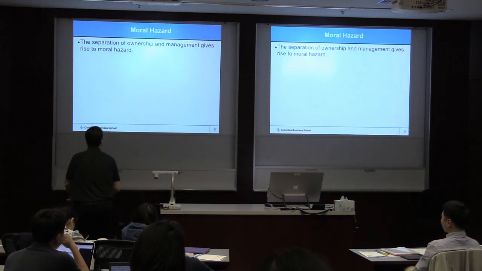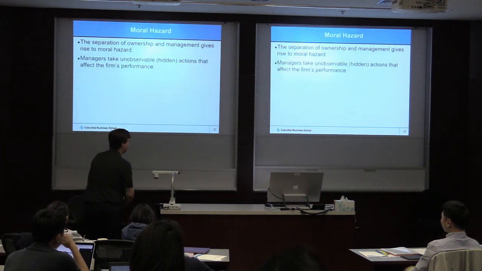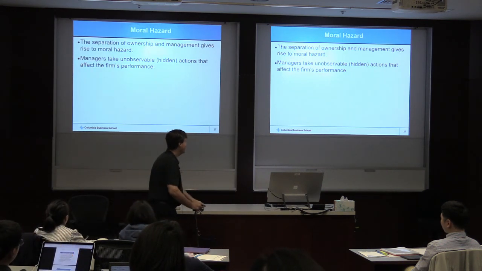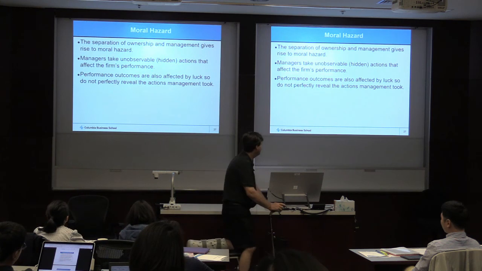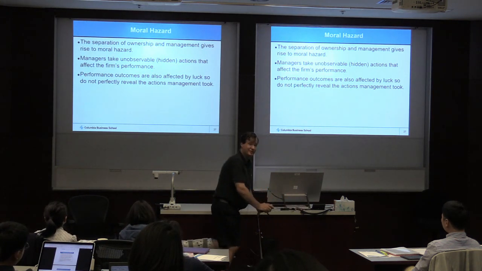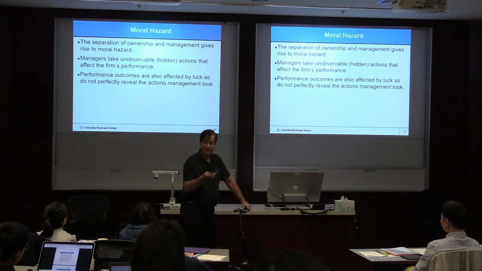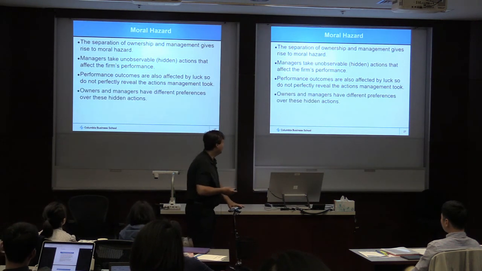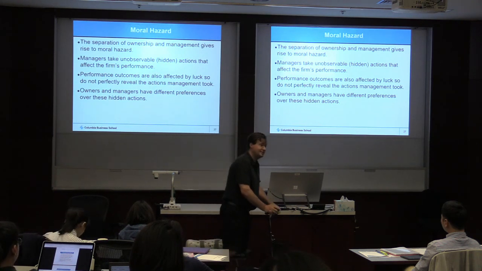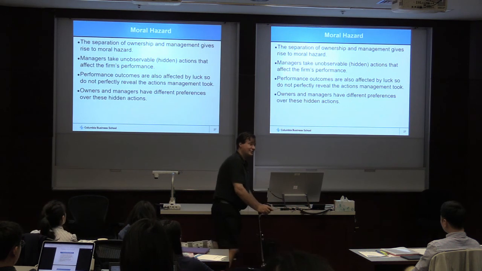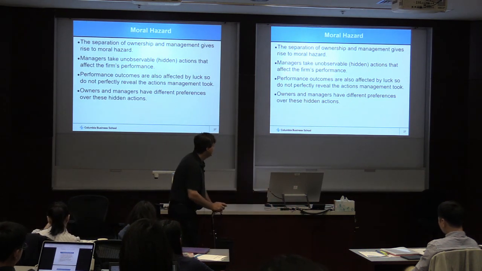Okay, so the separation of ownership and management is typically what we think about in terms of giving rise to moral hazard. The managers take unobservable actions that affect the firm's performance, but performance is also affected by luck, right, which makes it impossible to infer exactly what action the manager took. And we start from the presumption that owners have different preferences than managers do, right? So in particular, managers are effort averse.